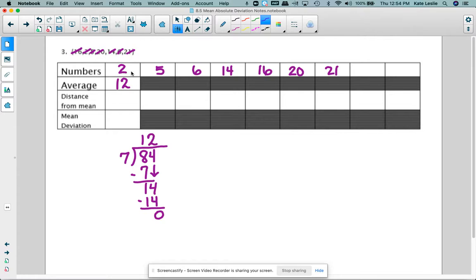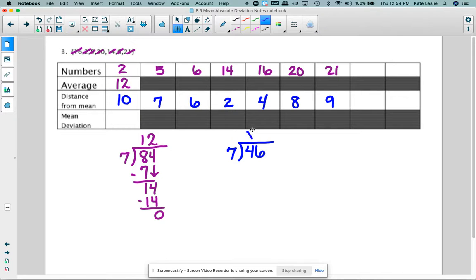So 12 minus 2 is 10. 12 minus 5 is 7. 12 minus 6 is 6. This is where you have to flip it so it's not negative. 14 minus 12 is 2. 16 minus 12 is 4. 20 minus 12 is 8. And 21 minus 12 is 9. Very last step, my new blue data set, we're going to add those together, which gives me 46. And I'm going to still divide by 7 because there are still 7 numbers there.